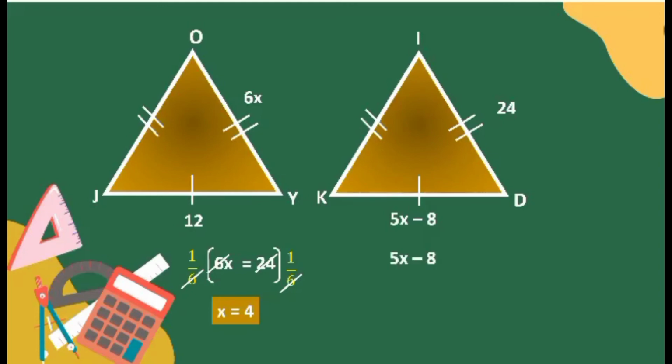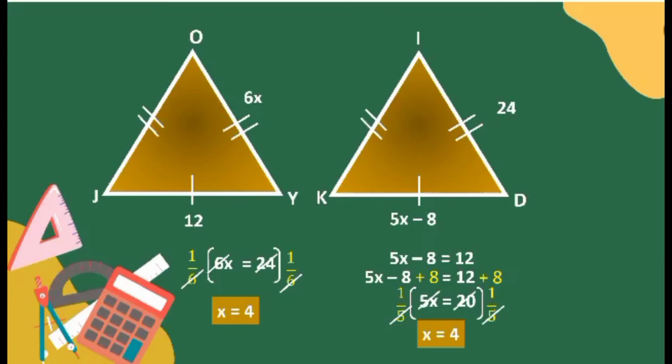Next one is 5x minus 8, whose congruent, or corresponding, side is side JY. So that is equal to 12. And then let us use APE, or the addition property of equality. The opposite of negative 8 is positive 8, so add both sides of the equation with positive 8. Then it will become 5x is equal to 20. Same procedure a while ago, multiply both sides of the equation by the reciprocal of 5 over 1, which is 1 over 5. Or again, you can use the shortcut method. It will become x is equal to 4.